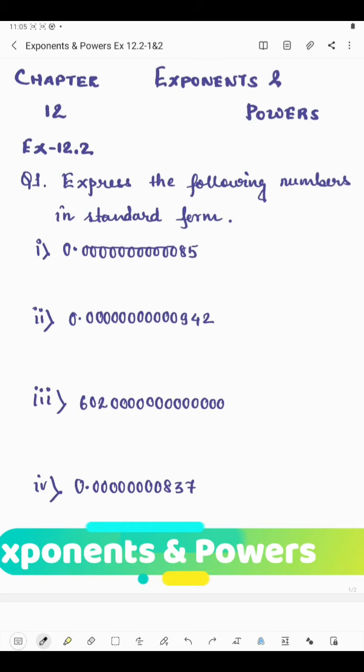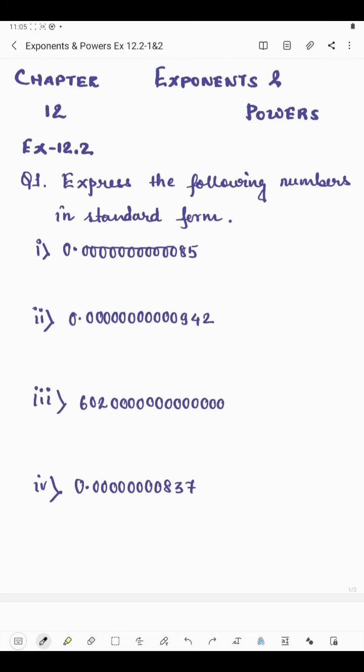Students, now I am going to start question number 1 of exercise 12.2. Question number 1 says express the following numbers in standard form. We express very small or very large numbers in standard form, and very small numbers can be expressed in standard form using negative exponent.